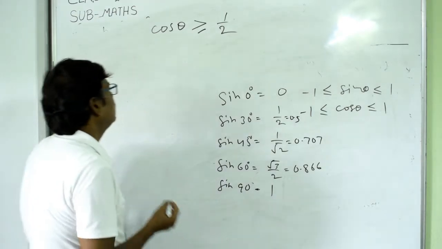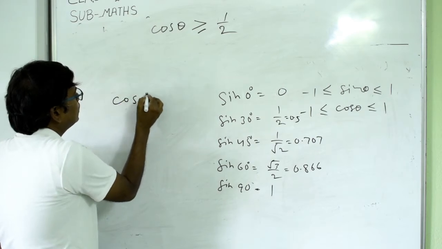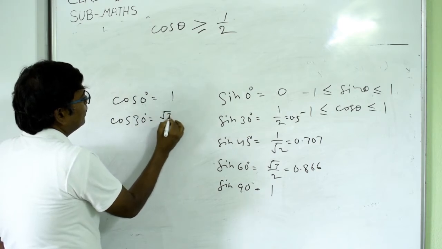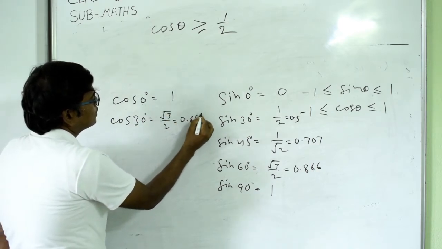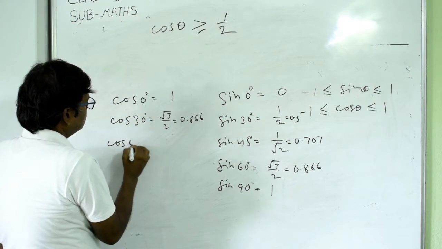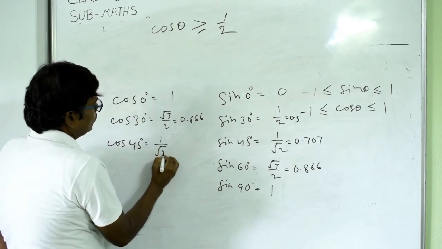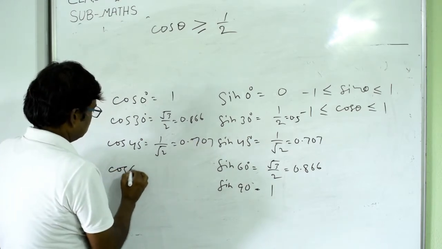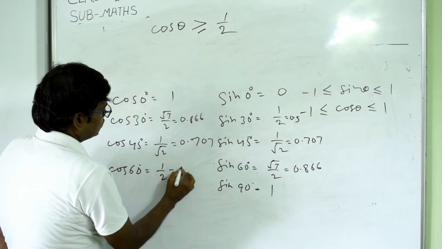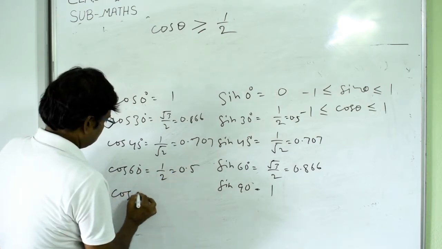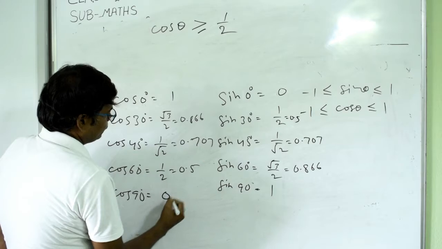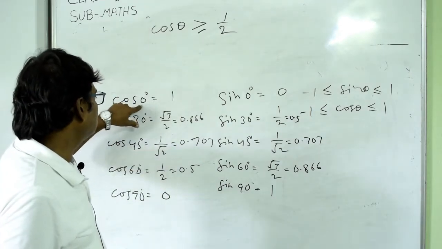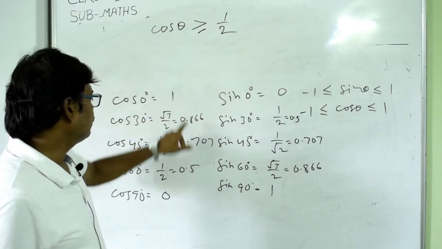But the opposite occurs in case of cos. See, cos 0 degree equals 1, cos 30 equals root 3 by 2, that is 0.866, cos 45 degree equals 1 by root 2 equals 0.707, cos 60 equals 1 by 2, that is 0.5, and cos 90 equals 0. See here that the angle is increasing, but the corresponding value is decreasing.